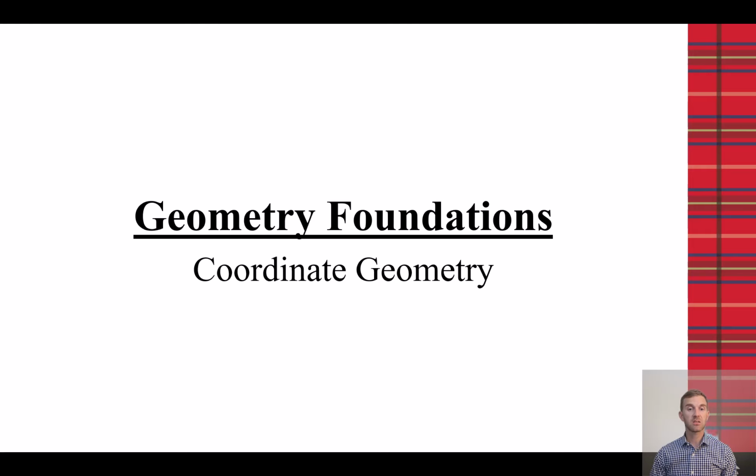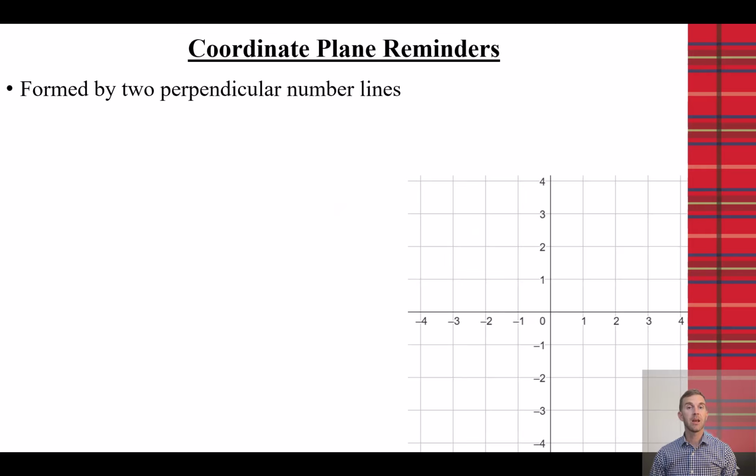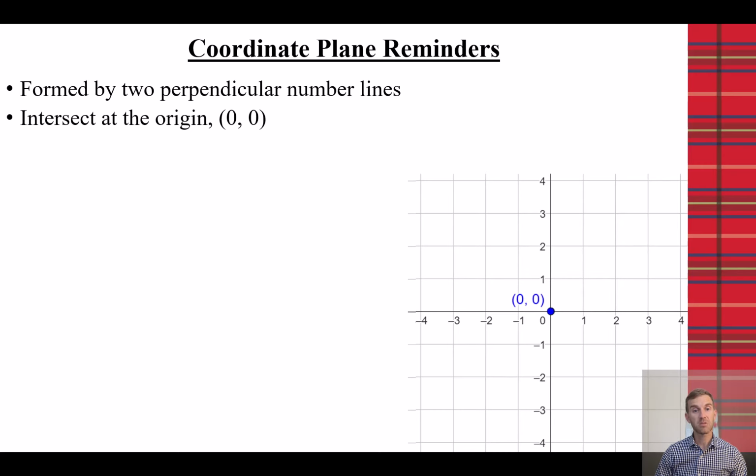In this video, we'll discuss coordinate geometry. Now, when we think about the coordinate plane, that is constructed with two perpendicular number lines, and their intersection occurs at the origin, which we label as 0, 0. This creates four quadrants in the coordinate plane, starting in the top right and then going counterclockwise.